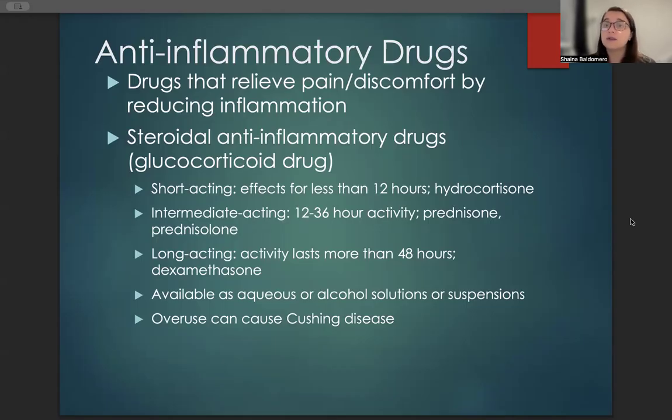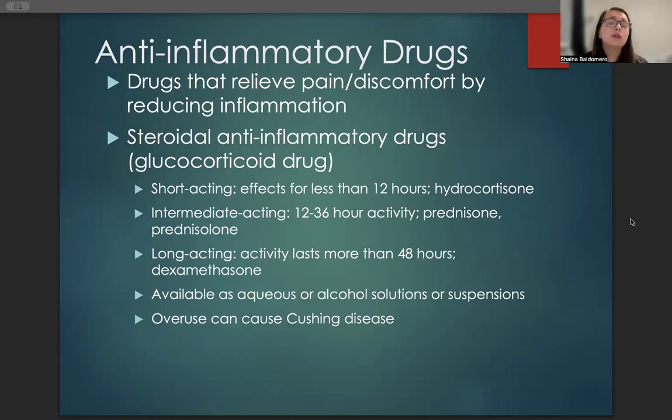Now, you can give prednisolone to dogs. Again, you can't give prednisone to cats. It's not like it'll poison them or anything like that. It just won't be effective. It won't do anything. We also have long-acting steroids, like dexamethasone, that lasts for over 2 days, so over 48 hours. And these can be available in solutions, suspensions, injectable versions.